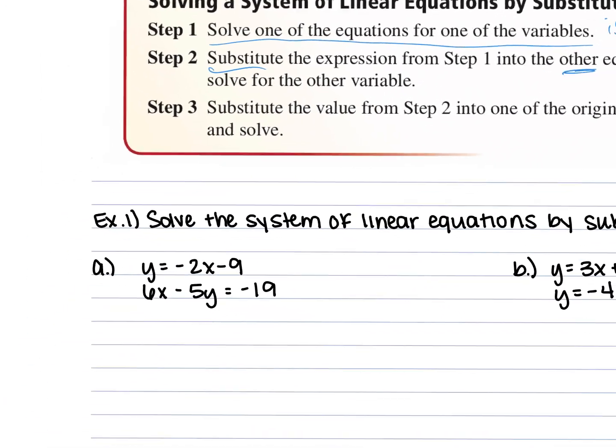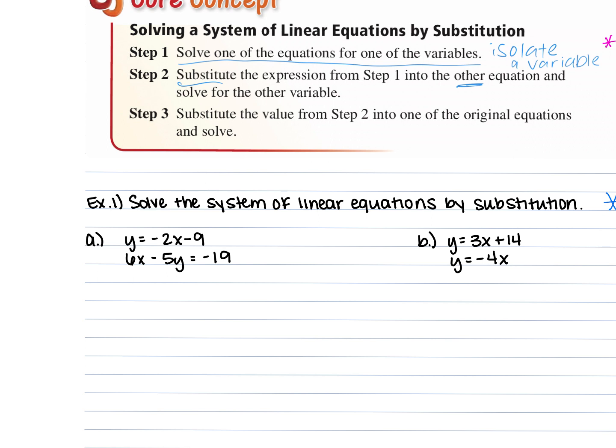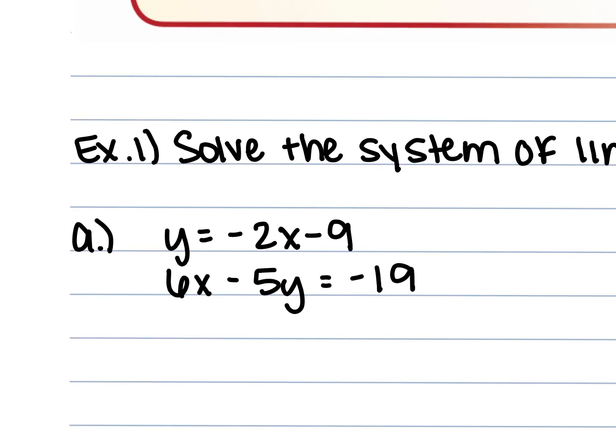So scroll down to A and notice the instructions. It says that we have to solve this system of equations, and we have to use what method? Substitution. So if you graph this, you would get no points, okay? I need to make sure that you know how to do both methods, okay? So let's look at A. It says y equals negative 2x minus 9 and 6x minus 5y equals negative 19. Do you guys agree it's a system of equations? Yes. Okay.